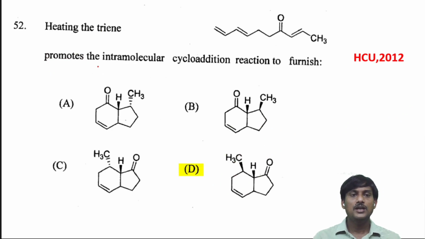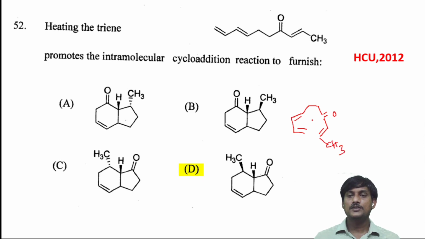Heating the triene promotes the intramolecular cycloaddition reaction to furnish the product. This one is a triene which is given, and it's an intramolecular Diels-Alder reaction. Let's take 1, 2, 3. Here C double bond O, and the next one will be single bond and the double bond, and this is the CH3.